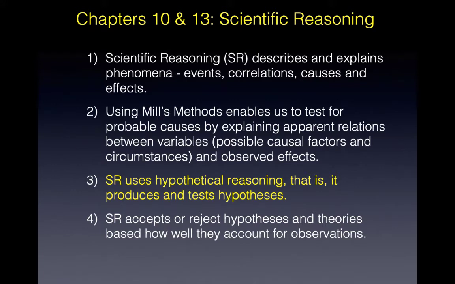So chapters 10 and 13 focus on scientific reasoning, where scientific reasoning describes and explains phenomena. Phenomena is the Greek term for appearances. And in our case, that's going to be events and correlations and causes and effects. Using Mills' methods enables us to test for probable causes by explaining apparent relations between variables, possible causal factors and circumstances, and observed effects. Scientific reasoning uses hypothetical reasoning, if-then reasoning. That is, it produces and tests hypotheses. Scientific reasoning accepts or rejects hypotheses and theories based on how well they account for observations.